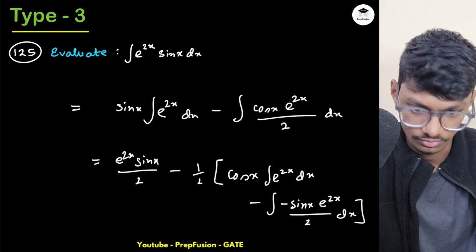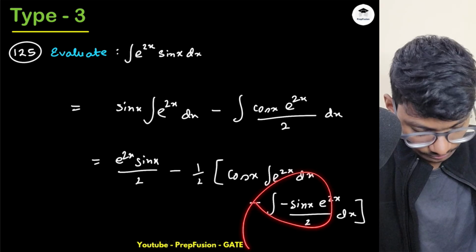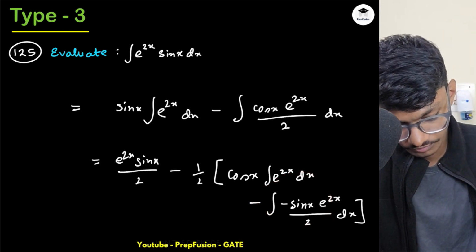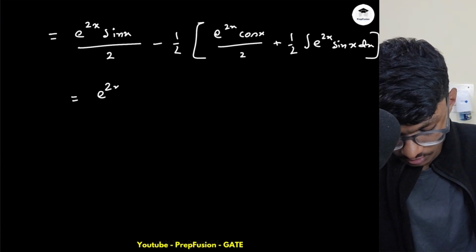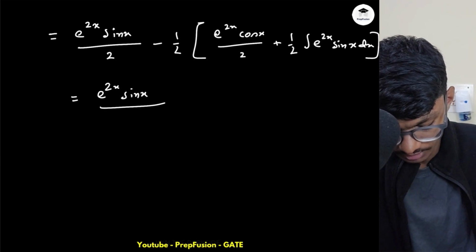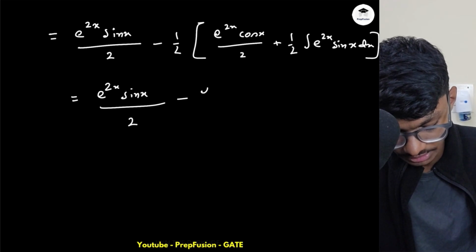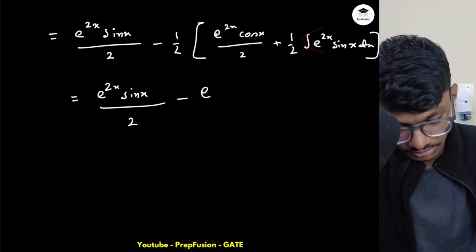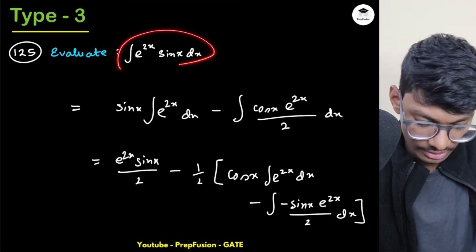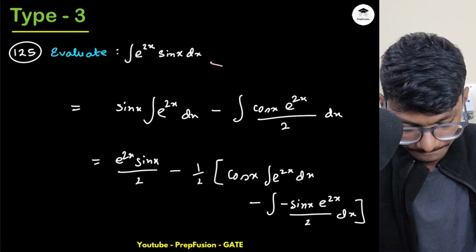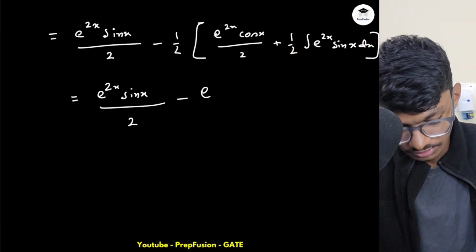Is it looking similar to anything? Yes, right? Because this is just that I only. So what I can do, I can write here e raised to power 2x sin x divided by 2. Okay, minus, I can take the minus sign inside. This thing is the same as this thing, right? So whatever result I will get, let me name this as I. So this will also yield me the same result, I.